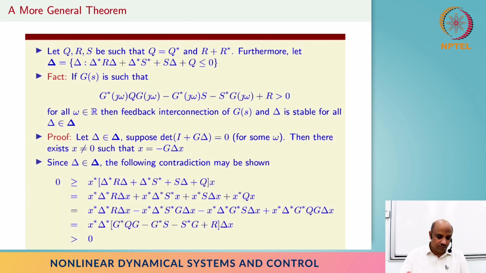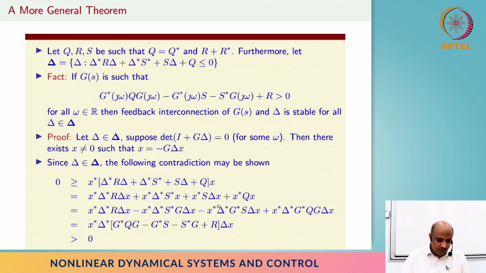Basically, let's say we are trying to avoid determinant of I plus G delta is equal to 0. So let's assume to the contrary that it is 0 for some omega. Then basically you have to have a non-zero x such that x is equal to minus G delta x. That's what the definition of determinant is. But we know that this delta part is less than or equal to 0. So 0 is greater than or equal to this x star times this entire expression times x.